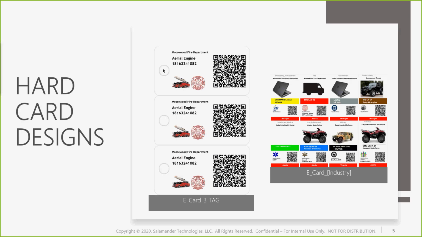Now, you could also place these directly on a key ring for a vehicle key. So instead of putting a sticker on a vehicle, you could put this directly onto the key ring. Again, these are just some of the examples of how you can use this type of design for labeling inventory.